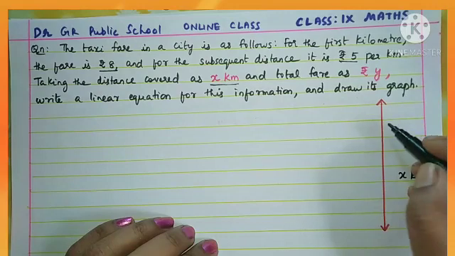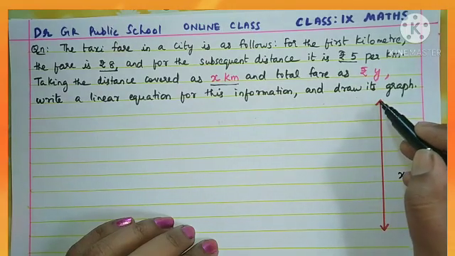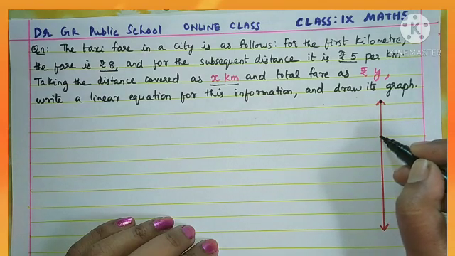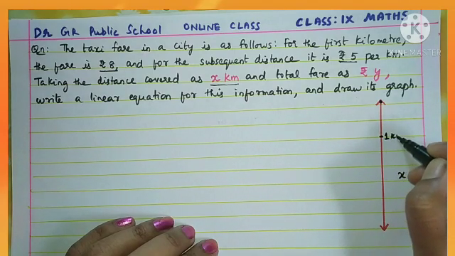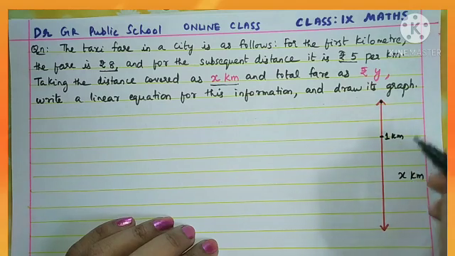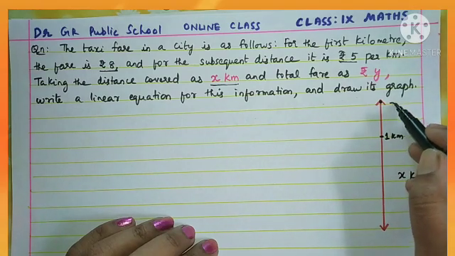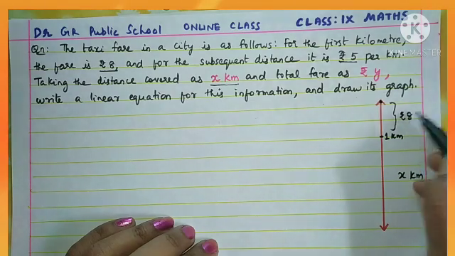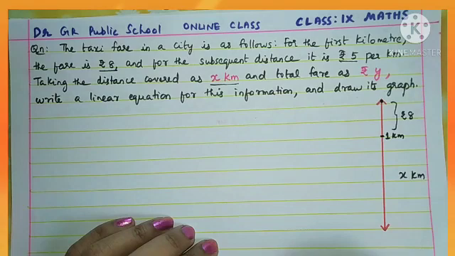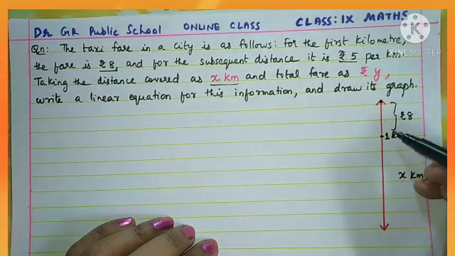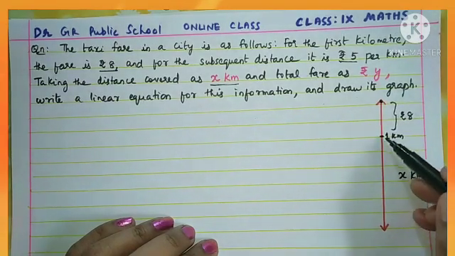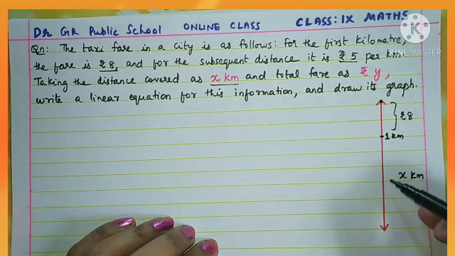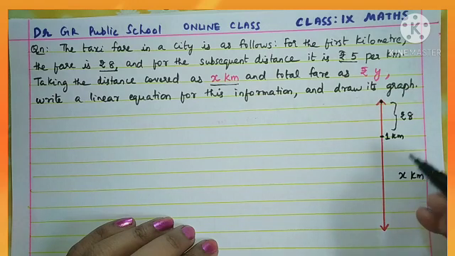Now, if I start traveling from this starting point and reach here, think of this as 1 kilometer. For traveling this 1 kilometer, how many rupees do I have to pay? Yes, it is rupees 8. Understood? So, rupees 8 for the first kilometer, and if I travel more after 1 kilometer, I need to pay 5 rupees more.